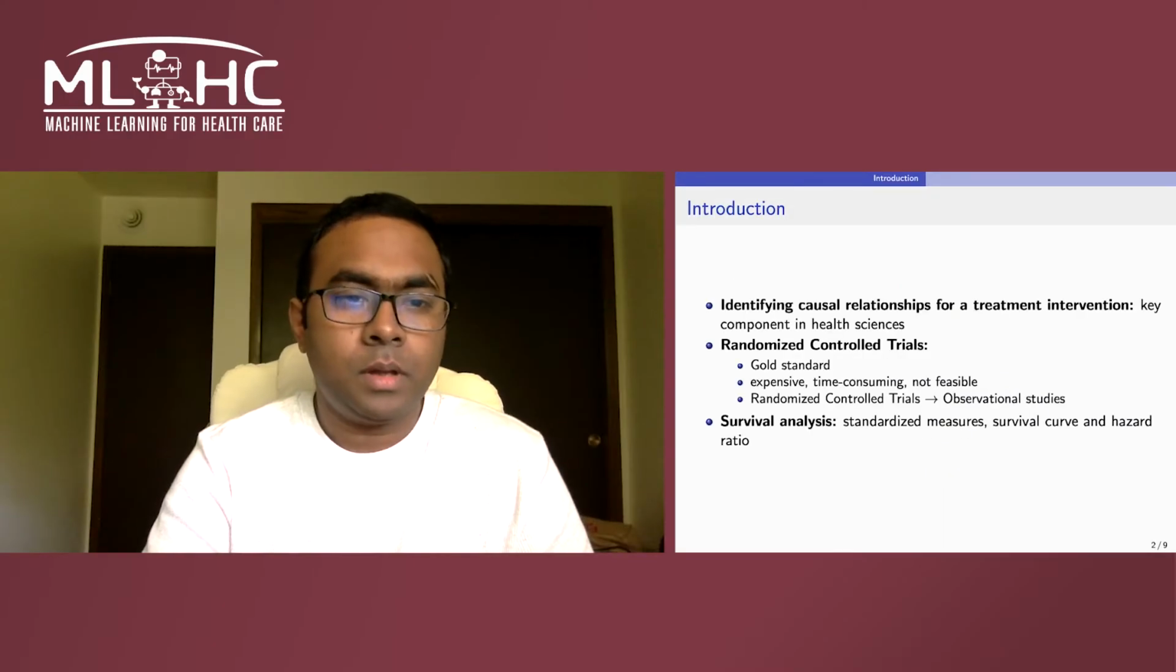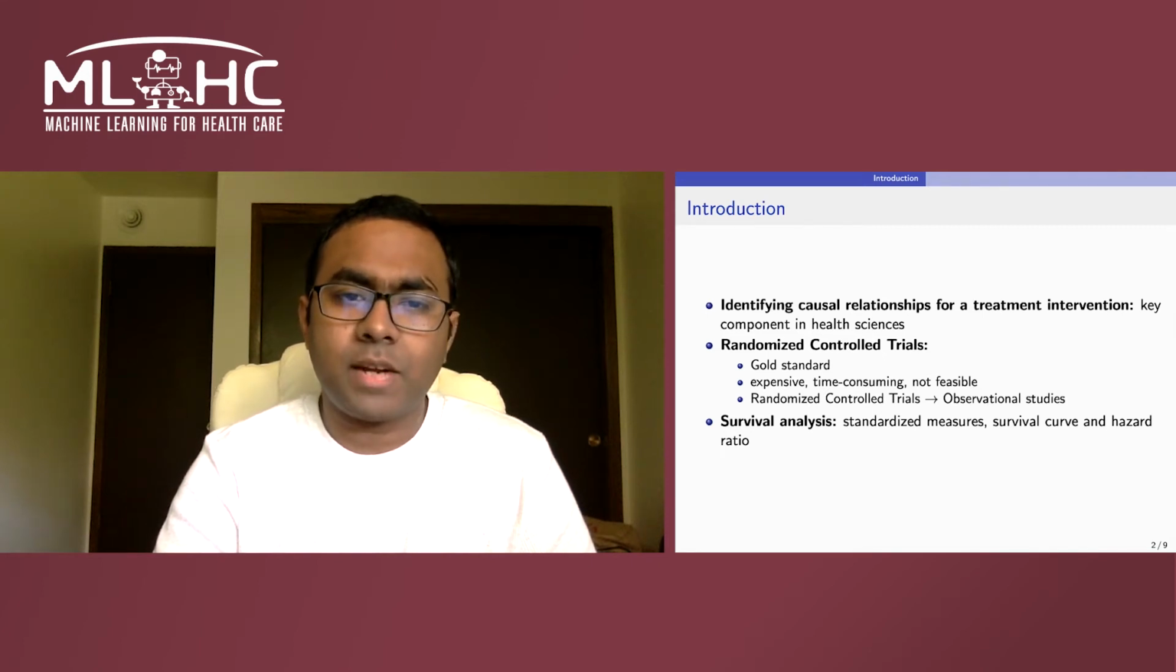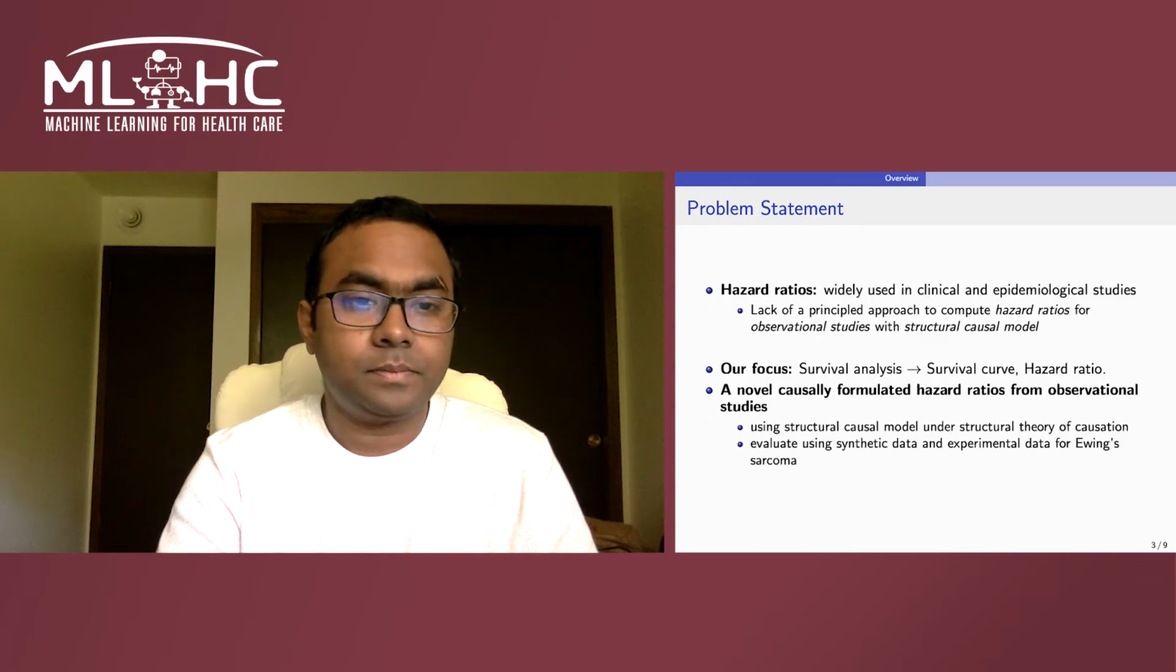Hello, everyone. Identifying causal relationships for a treatment intervention is a fundamental problem in health sciences, and randomized controlled trials, or RCTs, are considered the gold standard for this purpose. Since RCTs are expensive, time consuming, and not feasible in many cases due to ethical reasons, we resort to observational studies. For both observational and experimental studies, survival analysis provides standardized measures such as the survival curve and hazard ratio to quantify the effects of an intervention.